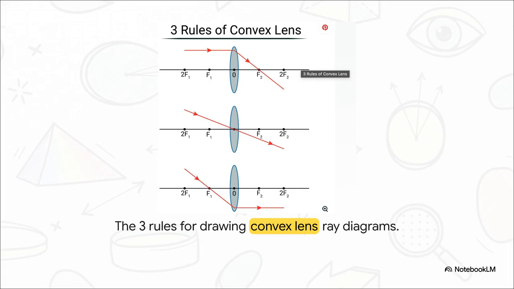A ray traveling parallel to the principal axis is always going to refract perfectly through the focal point on the other side. Rule 2. A ray passing through the focal point on the way in will refract out perfectly parallel to the axis. And Rule 3, a ray passing directly through the optical center of the lens just continues straight through. No deviation at all. Honestly, just memorize these 3 lines and you've basically unlocked half the topic.